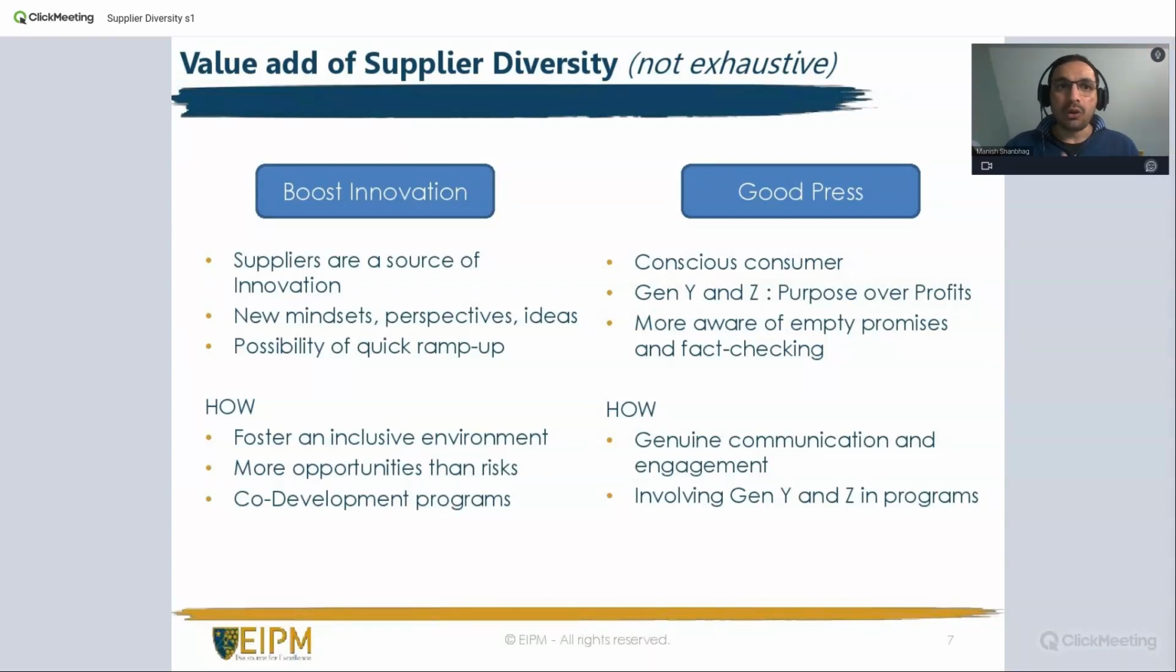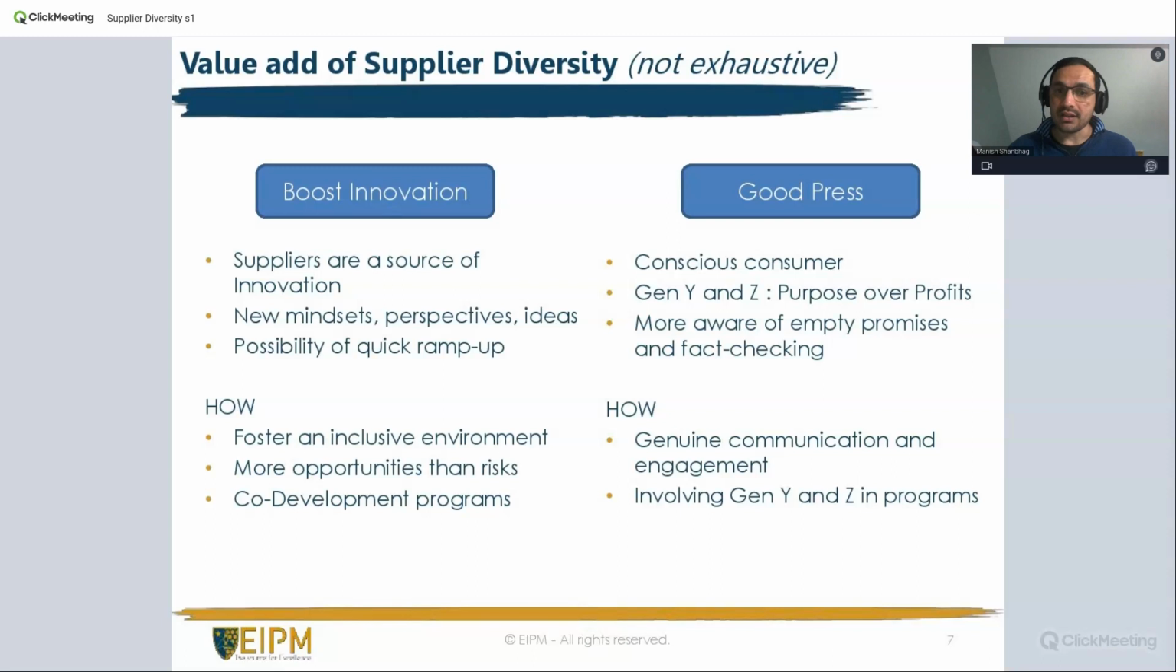So when you include supplier diversity programs and do it genuinely, communicate it genuinely and engage yourself genuinely, it gives you access to consumers that are more conscious. And again, because of that, you have a higher and stronger consumer base that you can access. It also gives you, as I said, good press or good social media coverage, right?